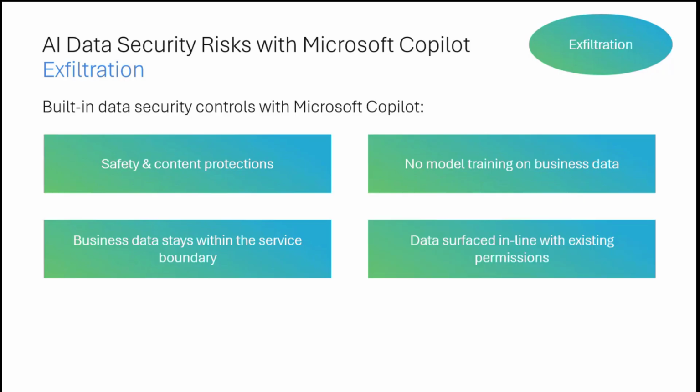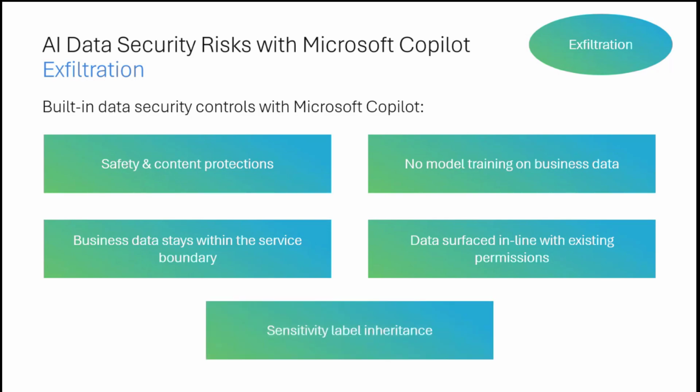Then data is surfaced in line with your existing permissions. So as a user, if I have access to a document, then I will have access to that file from M365 Copilot. This is exactly why oversharing is such a big concern and something that we need to remediate. But it's also powerful from a built-in control perspective, because that means that I will not be able to grant myself access through M365 Copilot to very sensitive data.